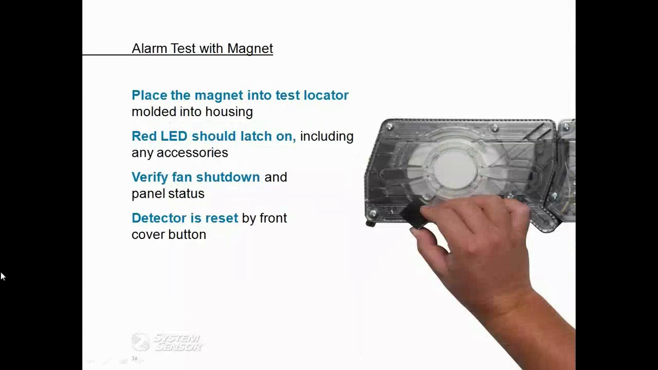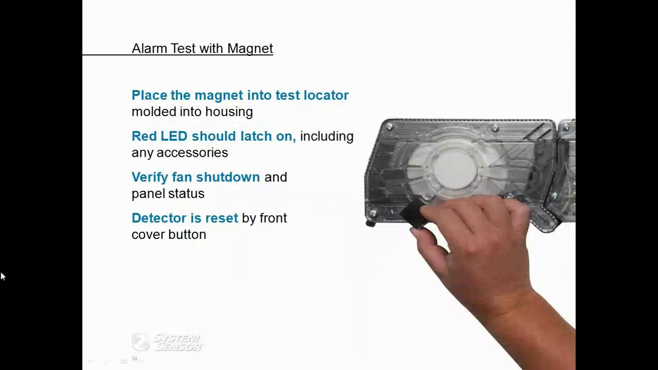Okay, though there is a test button on the power side of the detector, some AHJs still like to see magnet testing done. Magnet testing can be done by holding the magnet up to the test magnet indicator, which is located on the sensor housing cover. After holding the magnet there in place for a number of seconds, the red LED should latch on, along with any accessories that the detector is tied to.